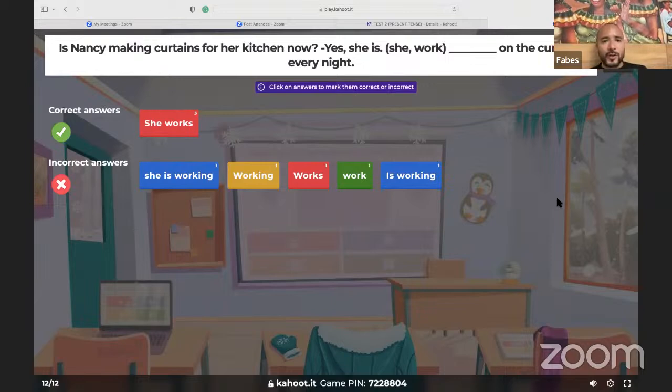Is Nancy making curtains for her kitchen now? Si el tono original es así también. Ay, is Nancy making curtains for her kitchen now? Tú puedes decir, yes, she is. She's working on the curtains every night. ¿Ya? Exasperated, ya incómodo, como que cansona con eso. Esos hilos por toda parte se enreda uno. She's working on her curtains every night.